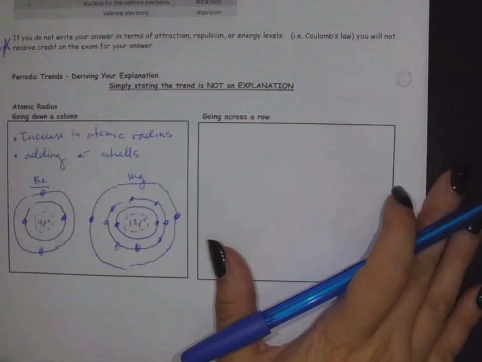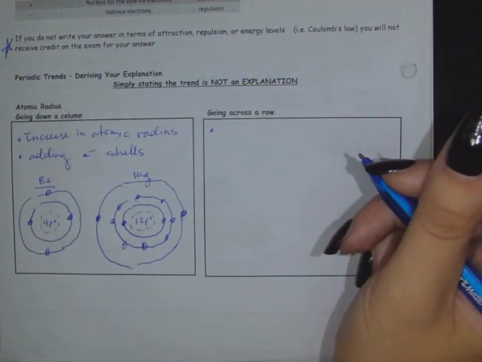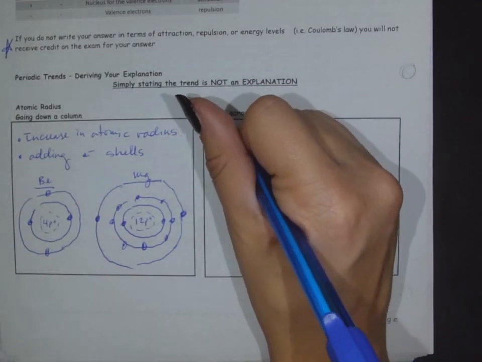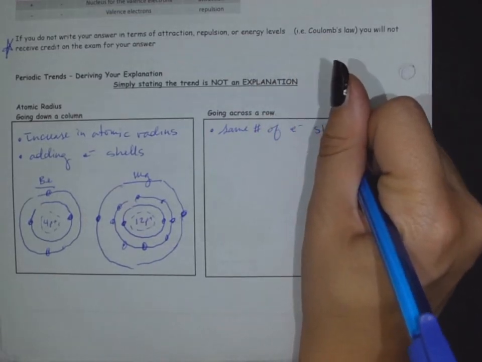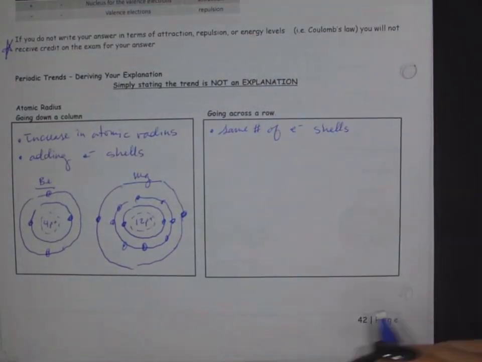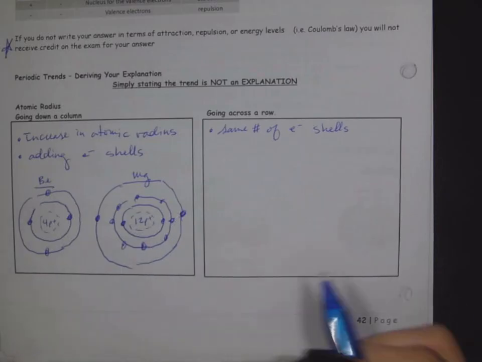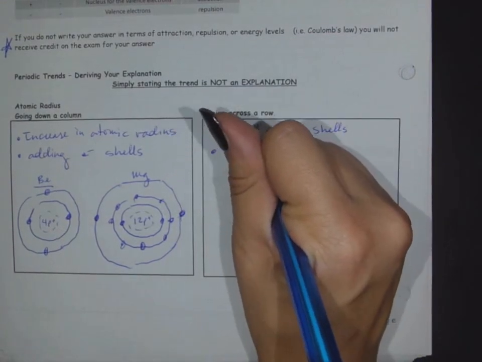So when we're talking about going across the row, I want you, in your free response, to indicate that they have the same number of shells. Same number of electron shells. Okay, so we're saying, look, they both have 2 electron shells, but one of them has a greater number of protons.